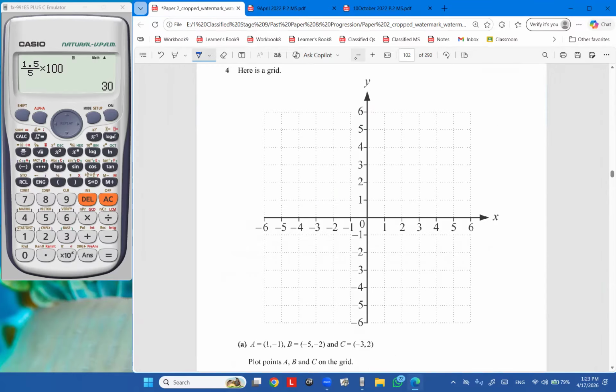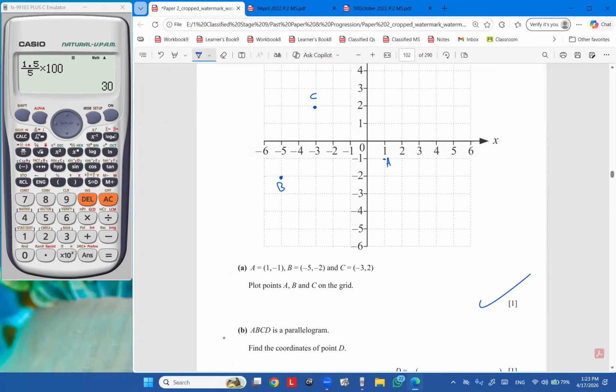In this example, they need you to plot points A, B, and C on the grid. A is 1, negative 1. 1, negative 1 is here, and I'm going to label it A. Then B, negative 5, negative 2. So negative 5, negative 2, I'm going to label it B. Then C is negative 3, 2. So negative 3, 2 is here, and I'm going to label this C.